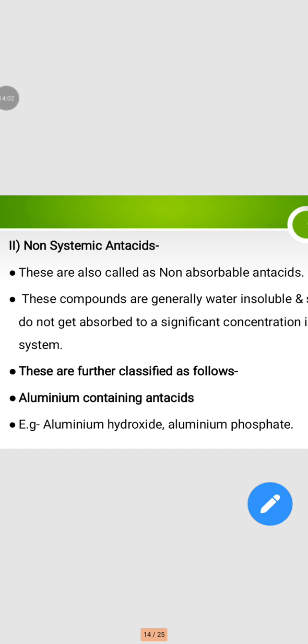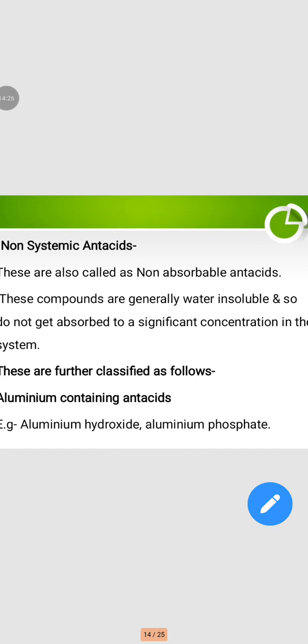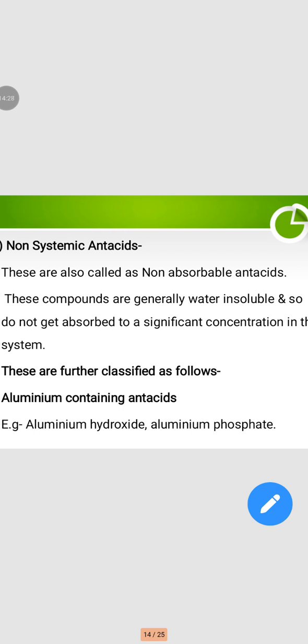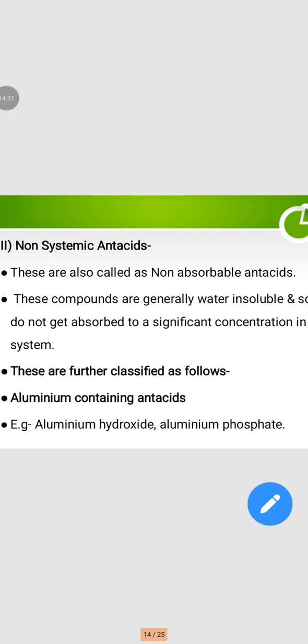non-systemic antacids. These are called non-absorbable antacids. These compounds are generally water insoluble, so they do not get absorbed to a significant concentration in the system. So systemic antacids are water soluble, but non-systemic antacids are water insoluble.